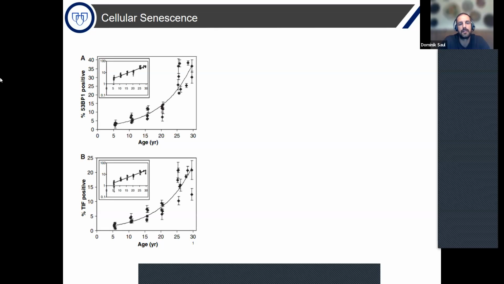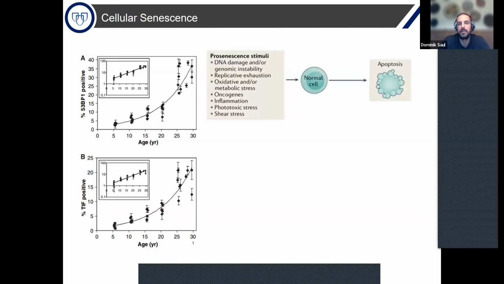The concept of cellular senescence was established a couple of years ago, and it has been shown in baboons that a lot of telomere damage is accumulated throughout the lifespan. This was the first thing that has been discovered. And so in a normal cell, with various stimuli, it can be DNA damage, exhaustion, oxidative stress or inflammation, might just undergo apoptosis and everything is fine.